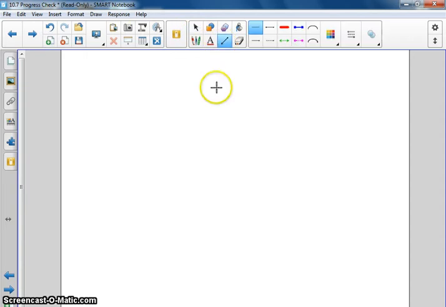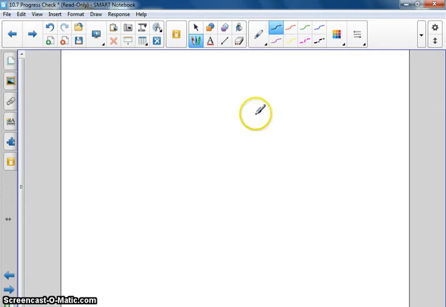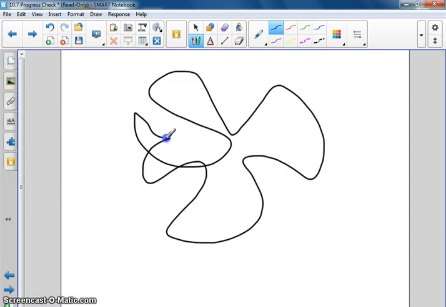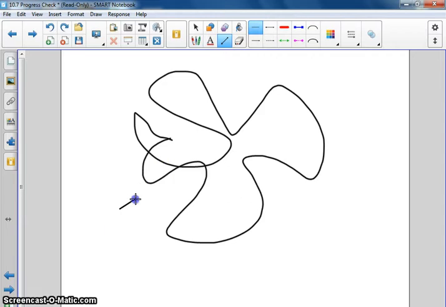So, one more thing. If I was going to draw a figure with no lines of reflection, what would that look like? So this might be an example. I can't draw a line anywhere on this figure that has it reflected, can I?